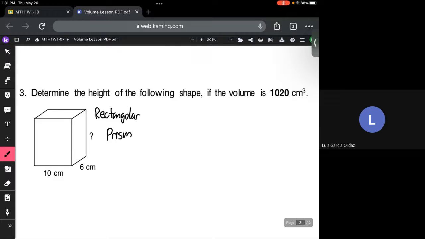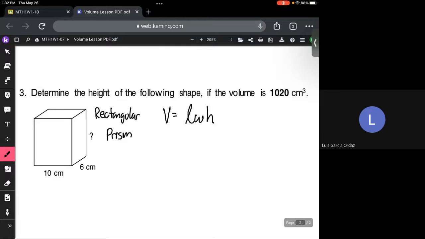Okay. So Sean, looking at the formula for the volume of a rectangular prism, what is it? That's the easiest one. You guys learned this last year. Base times height. Length times width times height.